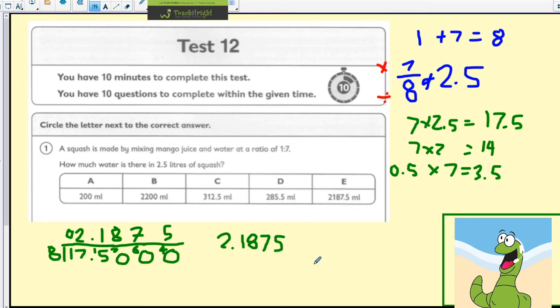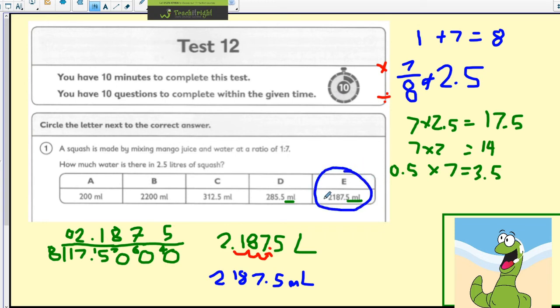2.1875. Just got to remember, of course, that that is litres of squash, but I don't want litres, I want millilitres for my answer. So a quick conversion where, if I'm timesing by 1,000, I move the decimal 3 places, 1, 2, 3. So that's where my decimal will end up. So let's write it out, 2,187.5 millilitres, which should match with 2,187.5 millilitres. So the answer to the first question is E.